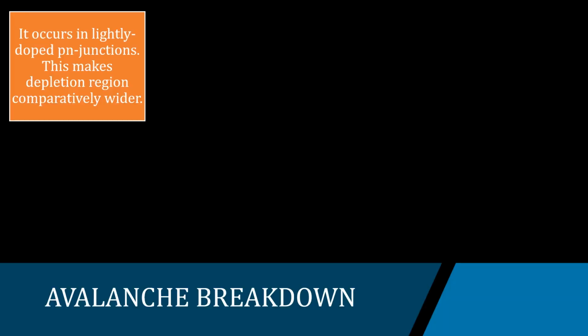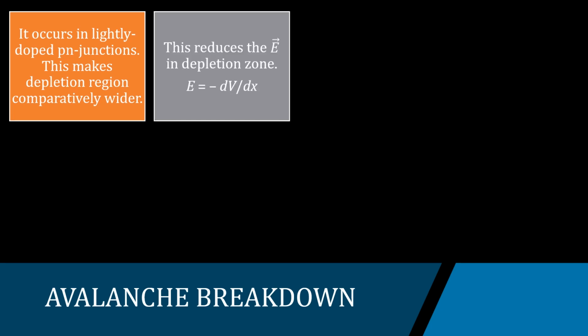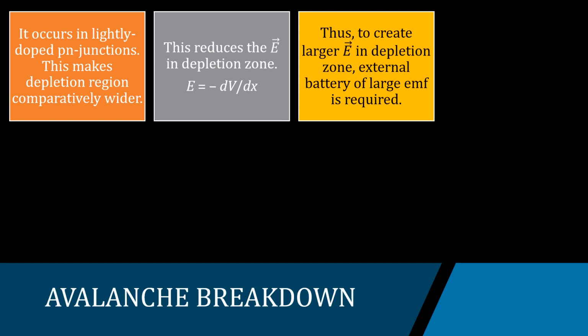Avalanche breakdown. Avalanche breakdown occurs in a lightly doped PN junction. I hope you remember, if it is lightly doped, the depletion width will be large. Now electric field is given by minus del V by del X. So if the depletion width is large, the electric field is going to be small. So to create a larger electric field, we apply a larger potential difference EMF.